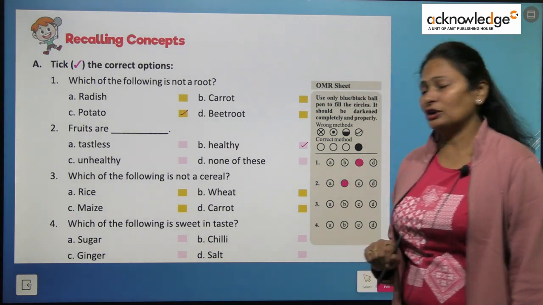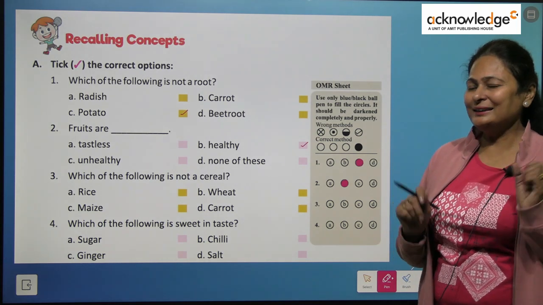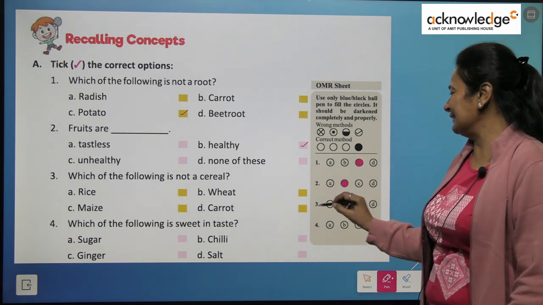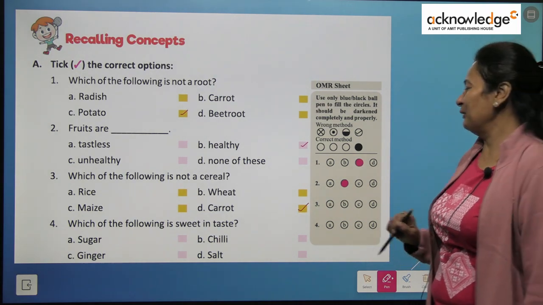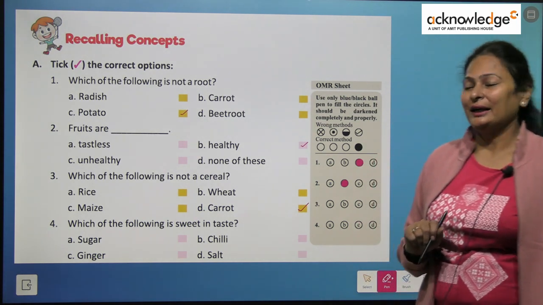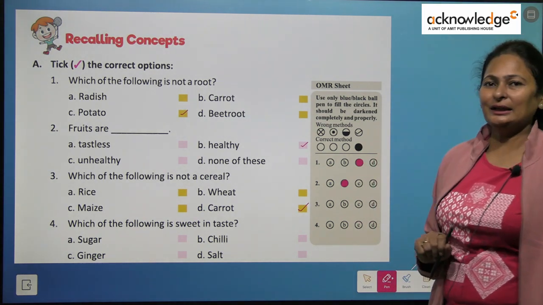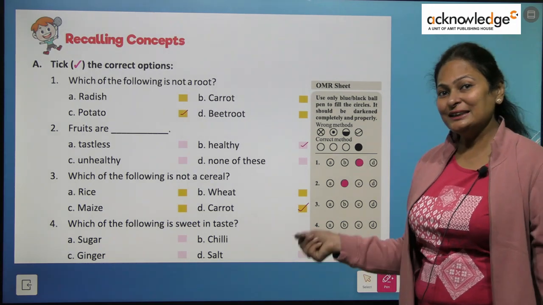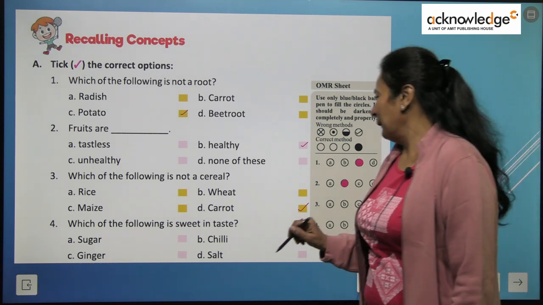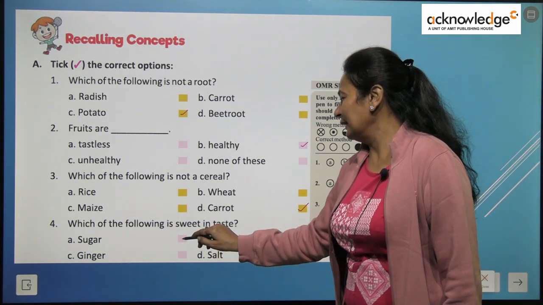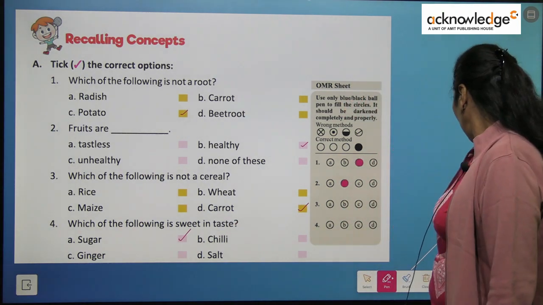Which of the following is not a cereal? Rice, maize, wheat are examples of cereals. And which is left? Carrot. Carrot is a vegetable. Very good. Which of the following is sweet in taste? Sugar, ginger, chili and salt. Salt is salty in taste. Chili, it is very hot. And ginger, what is left? Sugar. Sugar is the correct example of this.